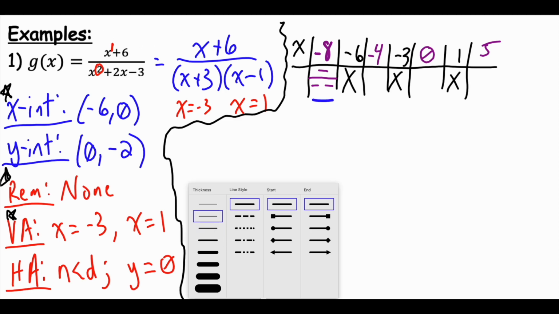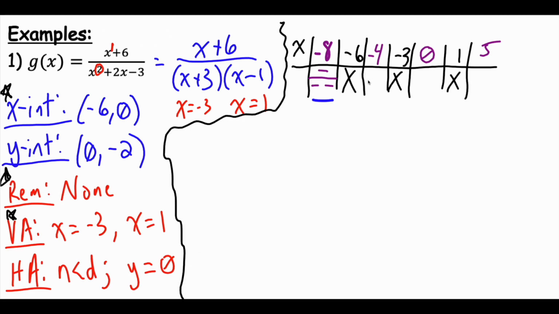All right, moving on. Next one, -4. Up top, -4 plus 6, well, that's positive. -4 plus 3 on the bottom, that's a negative. And -4 minus 1 on the bottom is another negative. 2 negatives, a negative times a negative is a positive.